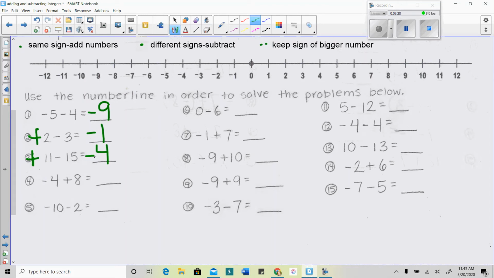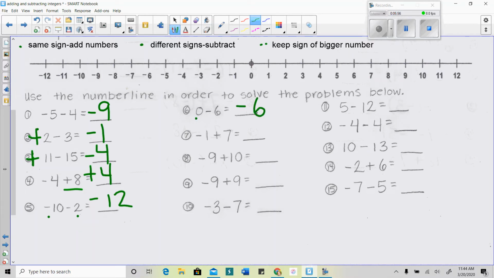Okay, so next one, different signs. Different means subtract. 8 minus 4 is 4. The larger number is the 8, so it's going to be a +4. Next one, signs are the same. So I add, 10 plus 2 is 12, and they are both negative, so the answer is a negative. The next one, 0 minus 6. Now 0 is kind of neutral, so the answer is just going to be -6, because if you were at 0 and you went down 6, it would be -6.